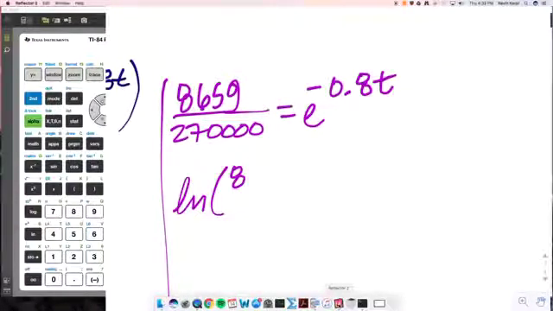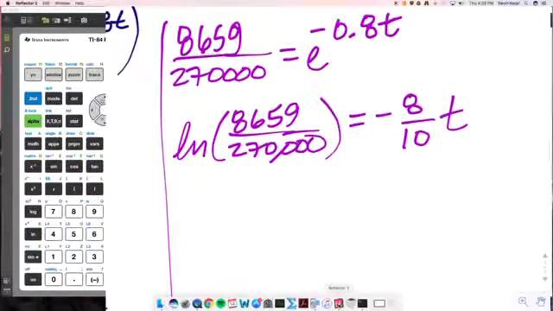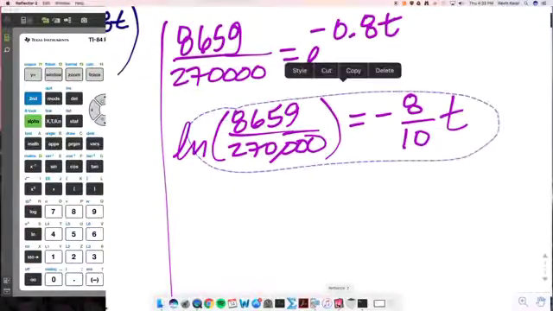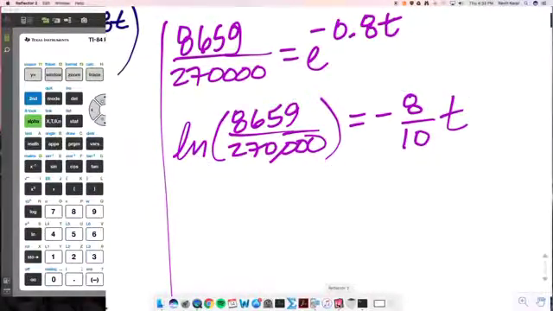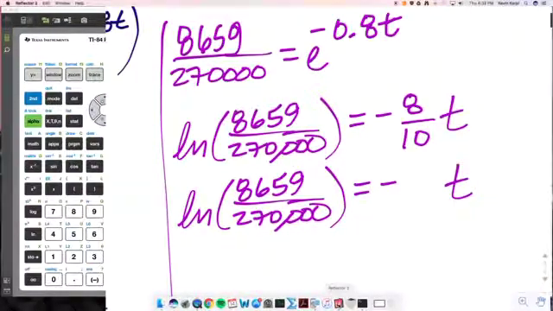Now we'll take the natural log of both sides. So we get the natural log of 8,659 all over 270,000. And then that equals just negative 0.8t. Well, negative 0.8t, that's a decimal. We have a fraction. So the way you actually read that is negative 8/10. So I'm going to write it like that instead of 0.8, negative 8/10 t. Well, now if you want, you could simplify. I'm just going to copy that, paste it, go to a separate line. We can simplify 8/10. 8/10 is the same as 4/5.